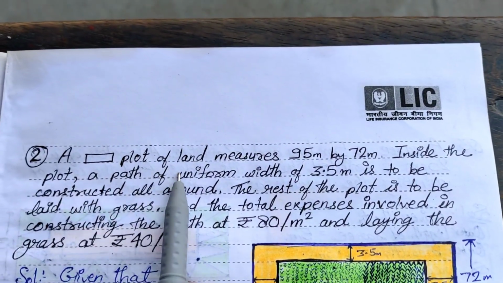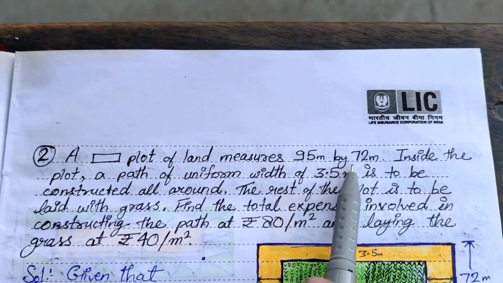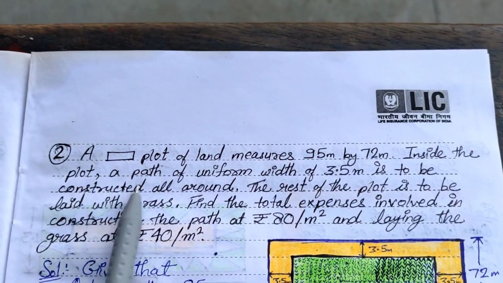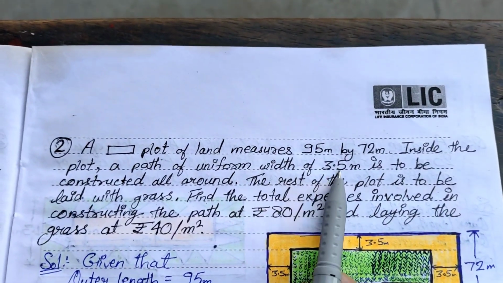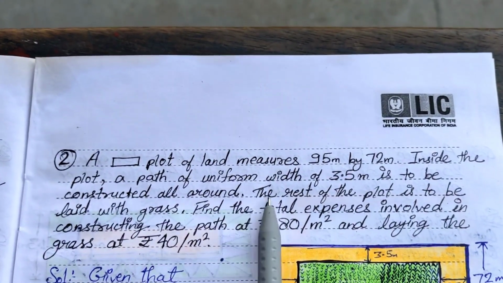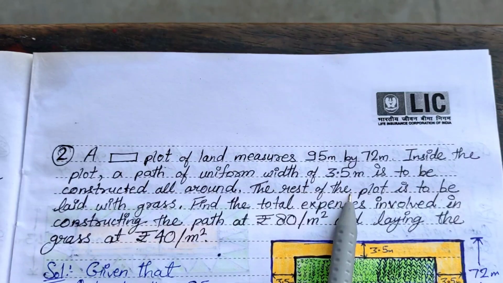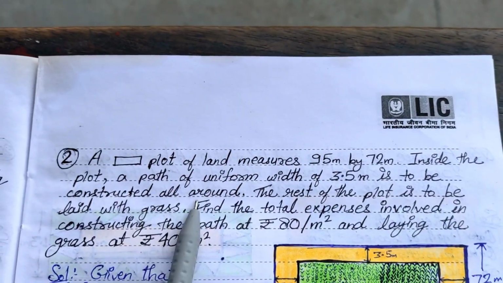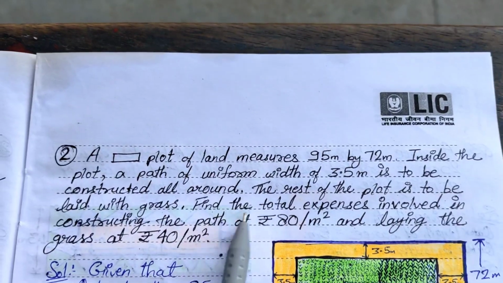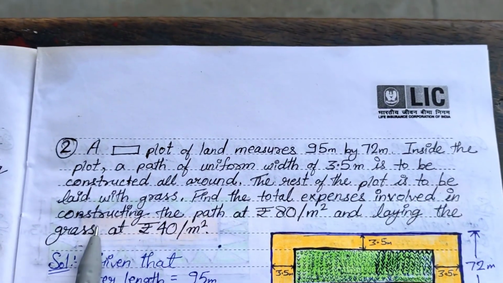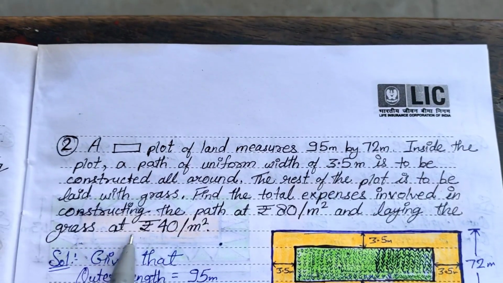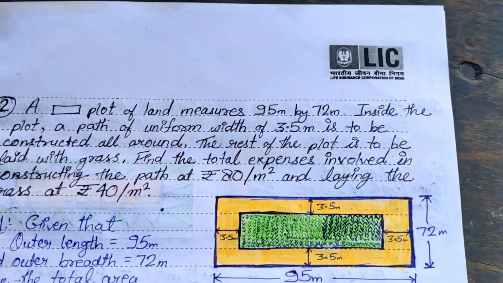A rectangular plot of land measures 95 meter by 72 meter. Inside the plot, a path of uniform width of 3.5 meter is to be constructed all around. After constructing the path, the rest of the plot is to be laid with grass. Find the total expense involved in constructing the path at rupees 80 per meter square and laying the grass at rupees 40 per meter square. Now see the figure.